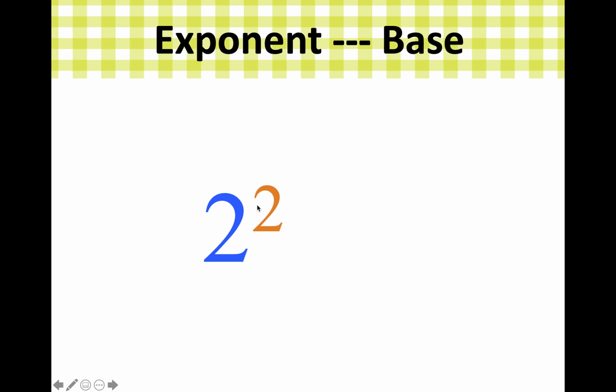So let's look at this one. There might be a couple ways that we can read this. We have our base, which is the big number in blue, which is the 2, and the number in orange is the exponent. So we learned yesterday this is called 2 to the power of 2. Or you could remember that it's called 2 squared.